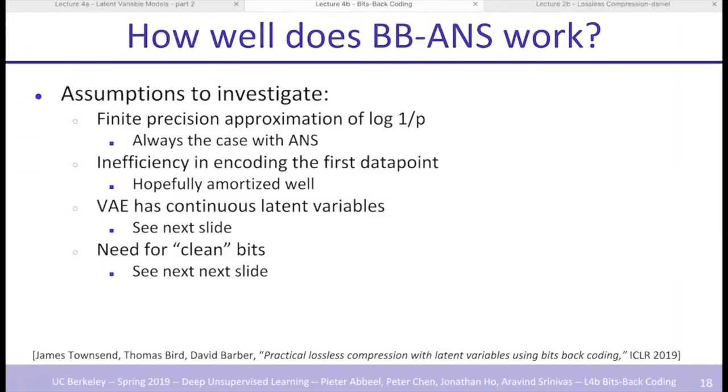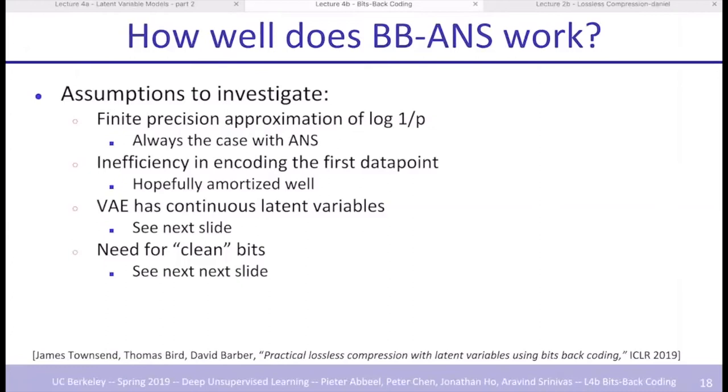And the second point is that there is a certain inefficiency in encoding the first data point. As we can see just now from bits-back coding, we always need a bit of initial source as fuel for the subsequent samplings. Here he mentions that hopefully we can amortize it well. My understanding is that if we are doing bits-back coding on a long string of bits, we try to average the initial offset, the overhead, over all the bits. So in a way, the overhead is going to become very small, so we kind of amortize it.